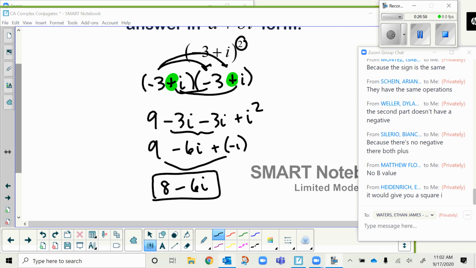So you should have 8 minus 6i. And one more time, just to repeat, because I didn't get this on video before. The reason why we can't do the shortcut here is because they have the same sign in the middle, not opposite signs. So we had to just FOIL like normal. All right. One last problem.